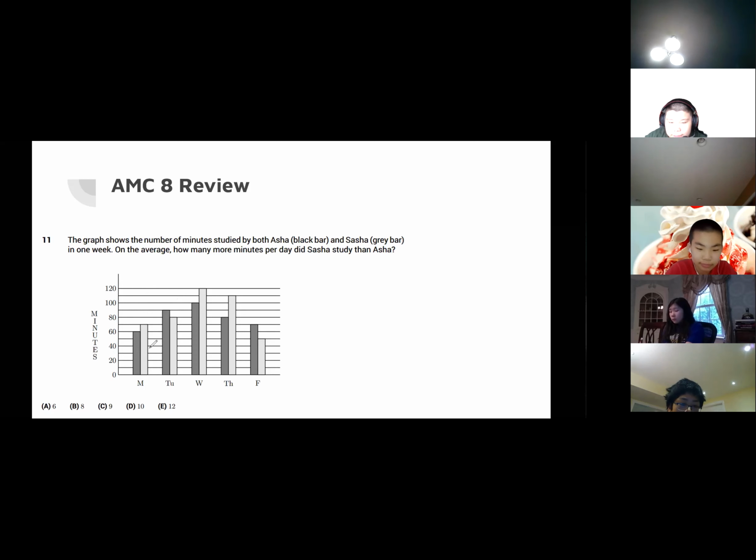So for the first day, you can see that's 70 minus 60, which is 10. On the second day, Tuesday, that's going to be 80 minus 90, which is negative 10. On the next day, it's 120 minus 100, which is 20. On the next day, it's 110 minus 80, which is 30. And then the last day, it's 50 minus 70, which is negative 20. And you add these up, you can get 30. It's even more convenient because these cancel out. So the average is simply going to be 30 divided by 5, which equals 6.